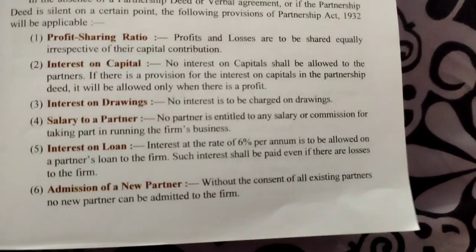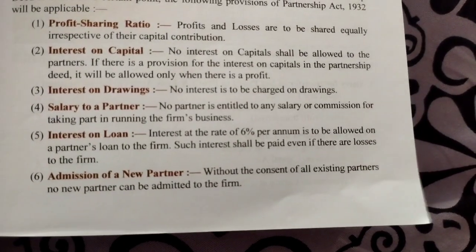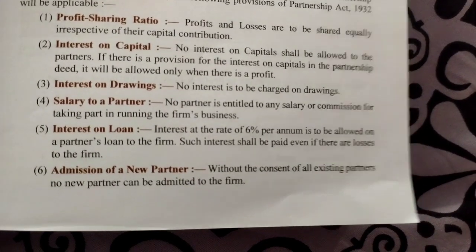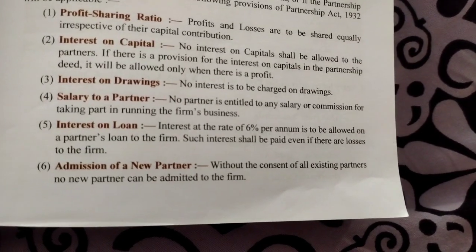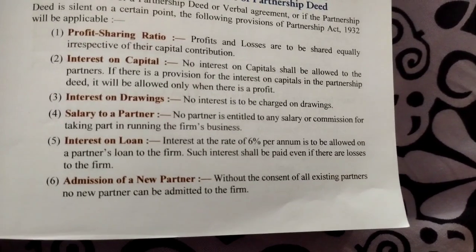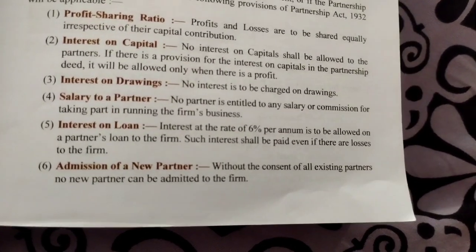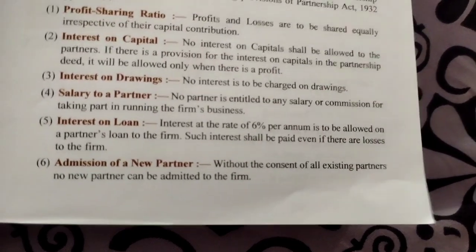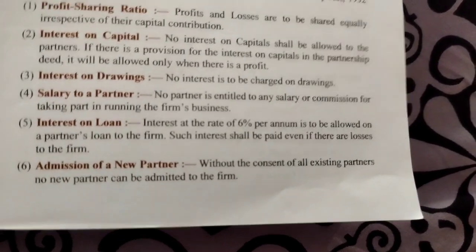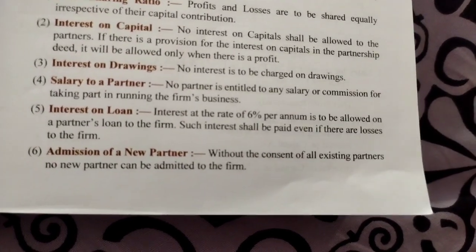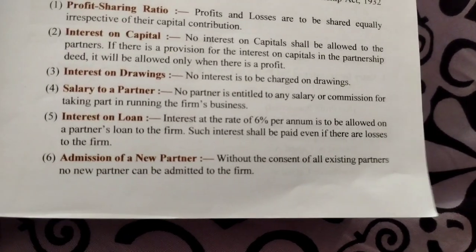Now the fifth is interest on loan. Interest at the rate of 6% per annum is to be allowed on a partner's loan to the firm. Such interest shall be paid even when there are losses to the firm. So interest on loan means interest at the rate of 6% is to be allowed on a partner's loan to the firm. Now sixth is admission of a new partner without the consent of all existing partners. No new partner can be admitted to the firm.